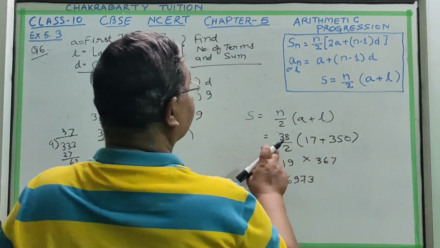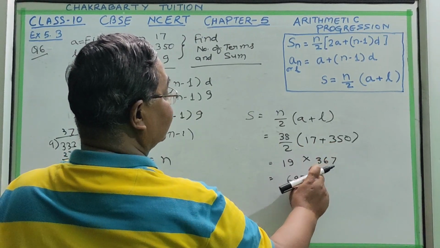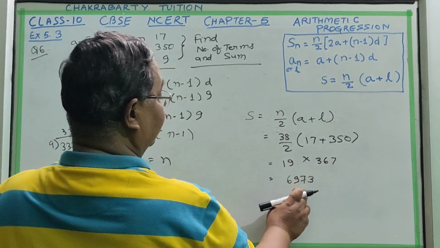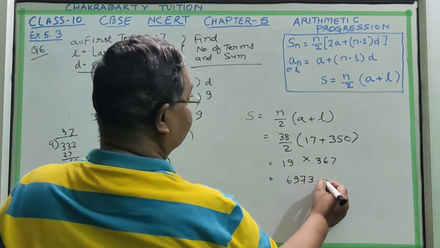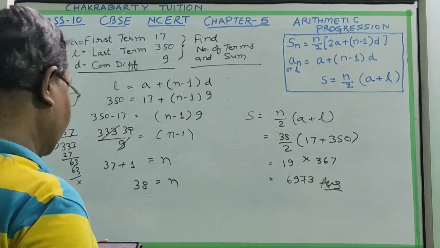So 38 upon 2 is equal to 19. If you add this, it will become 367. And multiply it by 19, I have done by calculator. 6973. So it is your answer. Okay. So after this, we will go to question number 7.